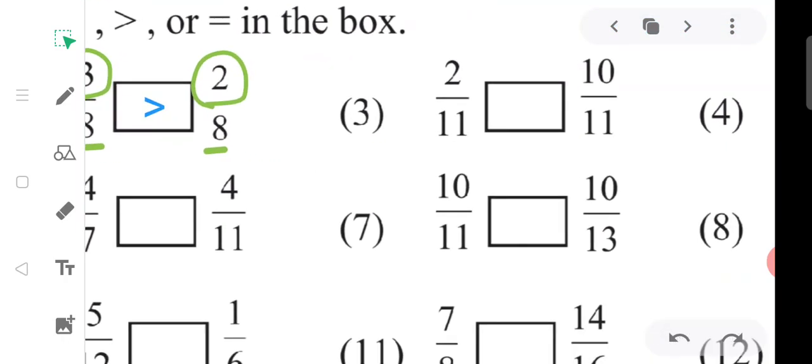Now see the next one. Again the denominators are the same, that is 11, and here we need to check only the numerators. Here is 2 and here is 10. 2 is smaller than 10, so 2 upon 11 is smaller than 10 upon 11.